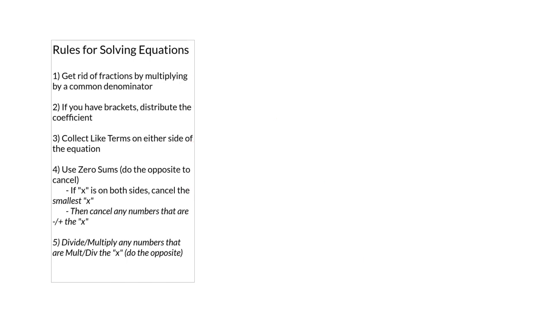For my second example, I'm going to throw in some fractions. Now I do need to get rid of a fraction. So step 1 is to multiply by a common denominator. Here, I only have one fraction. The denominator is 4. So in order to get rid of that denominator, I'm going to multiply every term in my equation by 4.